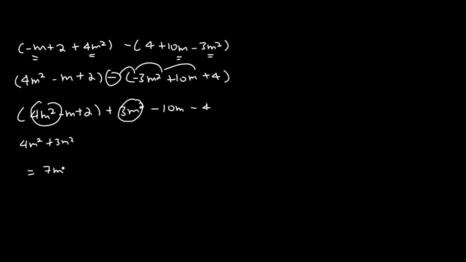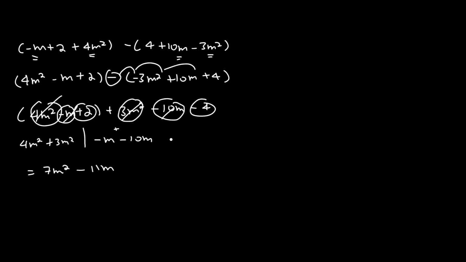That's 7m squared. Good. Let's find the same degree, minus m, minus 10m. So over here, we're doing negative m minus 10m. So we're adding two negative numbers. So that would be negative 11m. Now let's deal with the constants. 2 plus 2 minus 4. 2 minus 4 will be negative 2. Right, so we solve this one. This is the answer. Here's another problem.